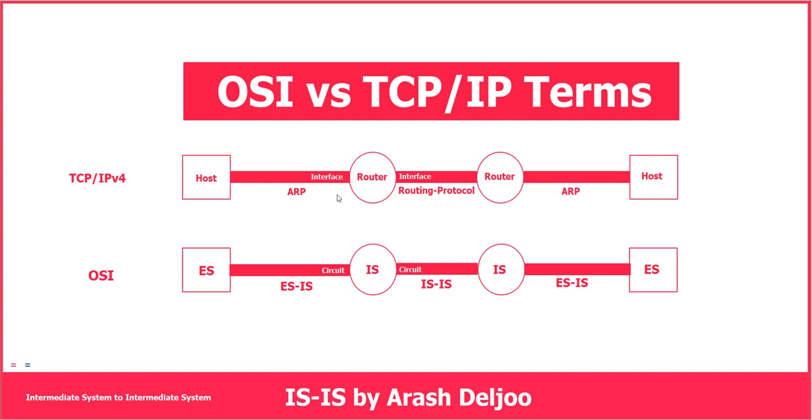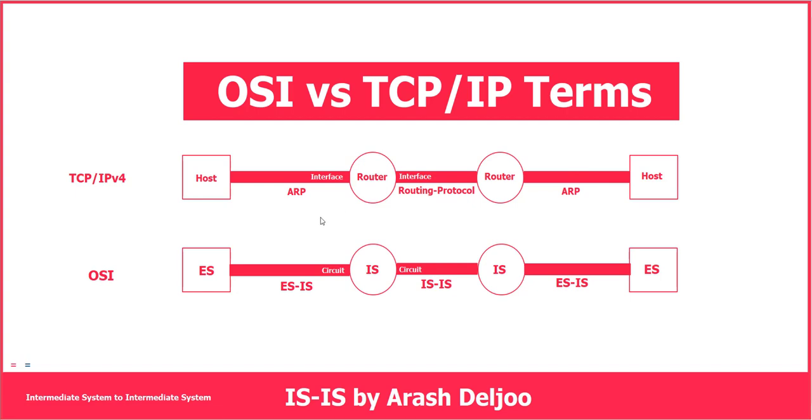Also, you know that we are using interfaces with IP addresses in the routers, and, as I mentioned before, we need some protocols, for example Address Resolution Protocol in IPv4, for sending traffic to the router first, because we need the MAC address of the router in Ethernet networks. After that, the host can learn the MAC address of the router with ARP, and then send the traffic to the router, and then the router can forward the traffic to other routers. This is TCP/IPv4.